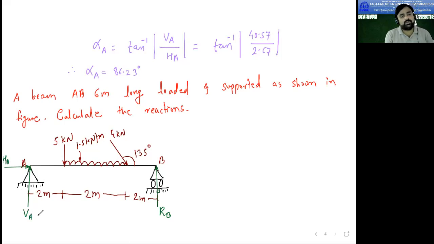Now we need to calculate the reactions. So how to solve it now? You tell me. How to solve this? Moment is equal to 0. Where are you going to take the moment, at point B or at point A? At point A. Why not at point B? Why are you not going to take the moment at point B?